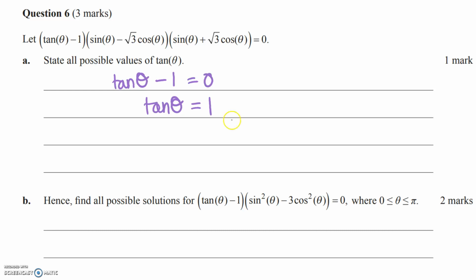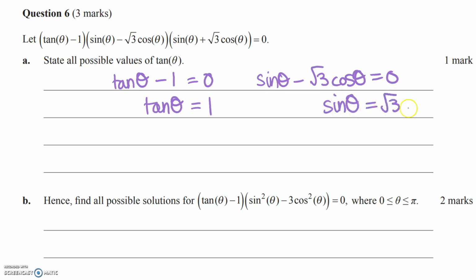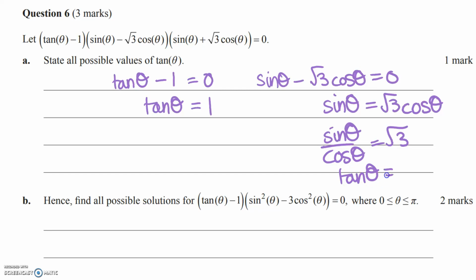So let's keep going, because if this bracket, sine theta take root 3 cos theta, were equal to 0, well actually we'd get sine theta is equal to root 3 cos theta. And if we divide, we get sine theta over cos theta is equal to root 3, which is tan theta. So actually we've got a second answer right here.